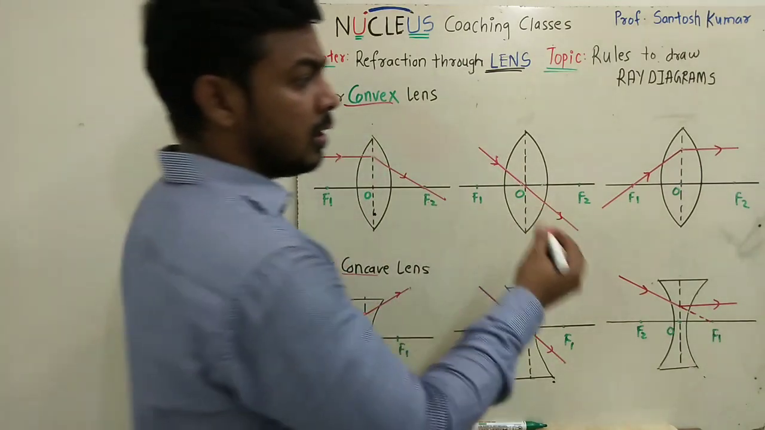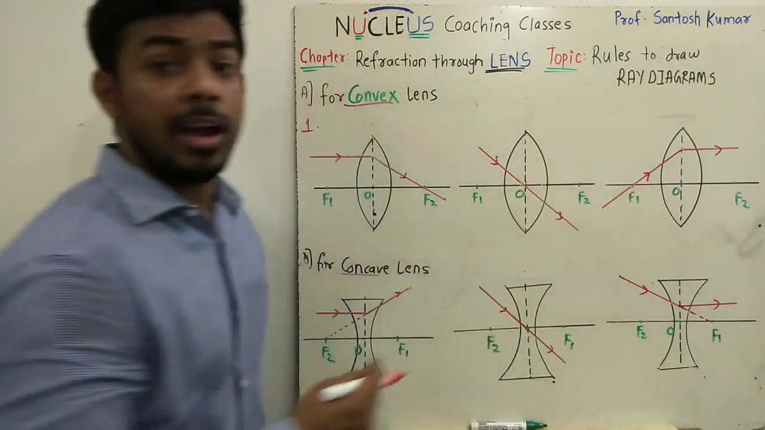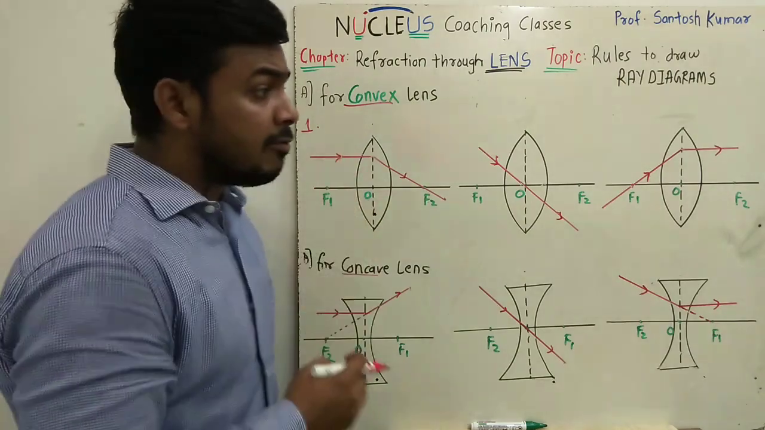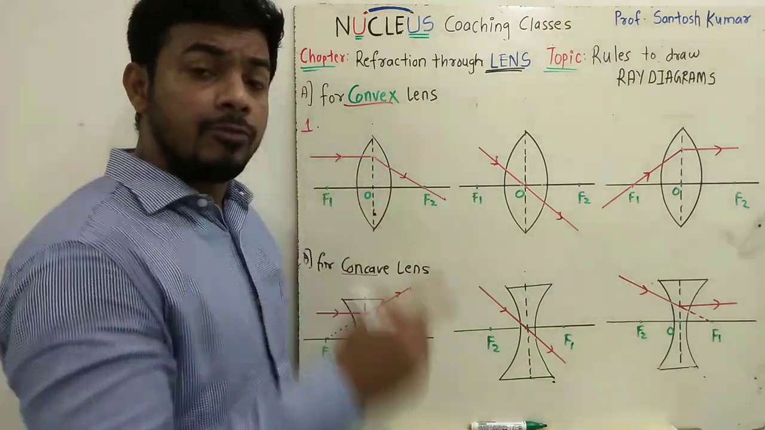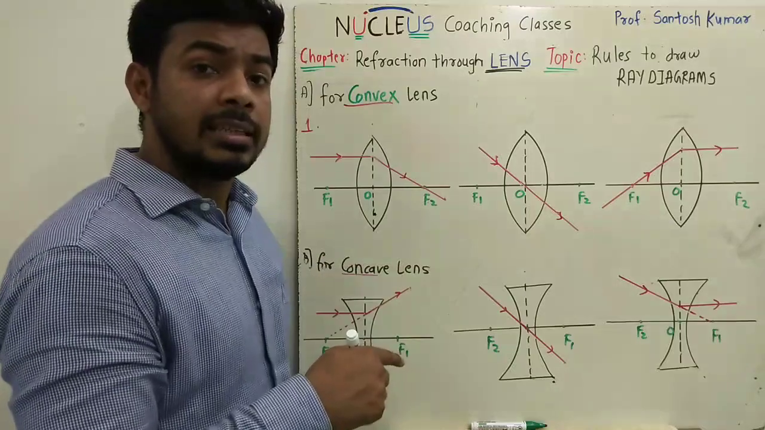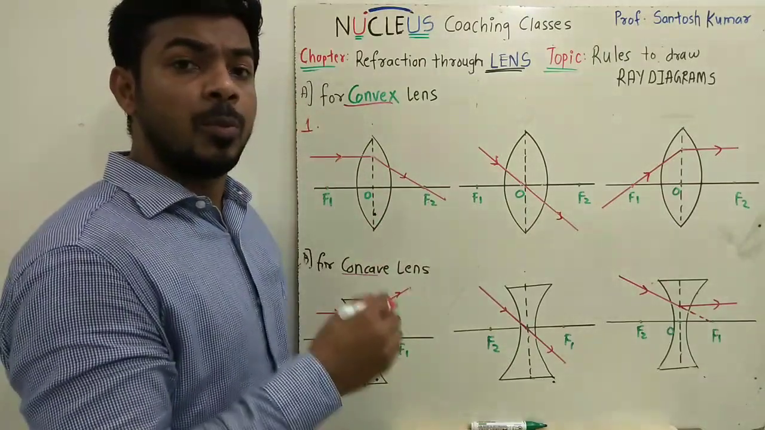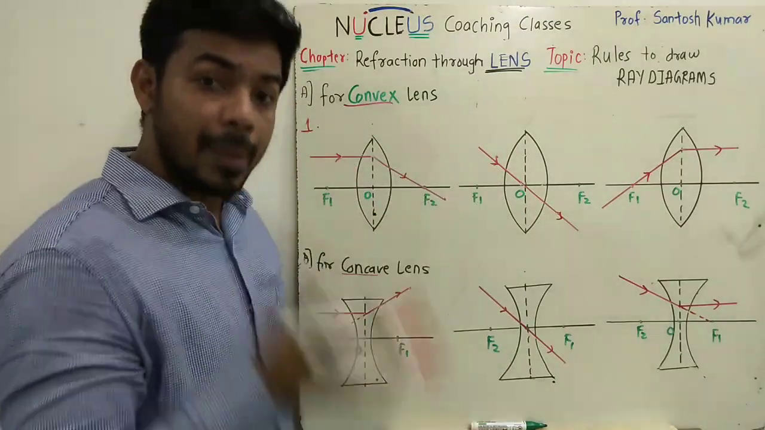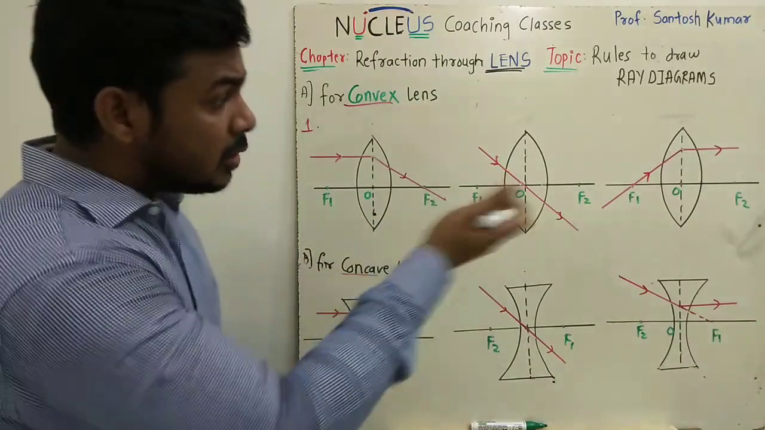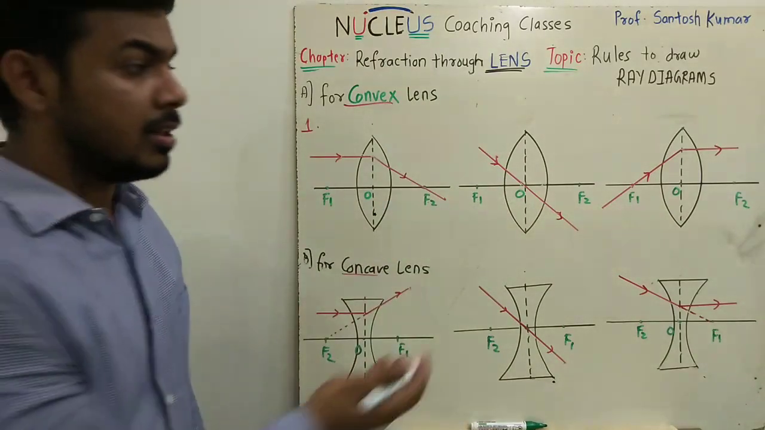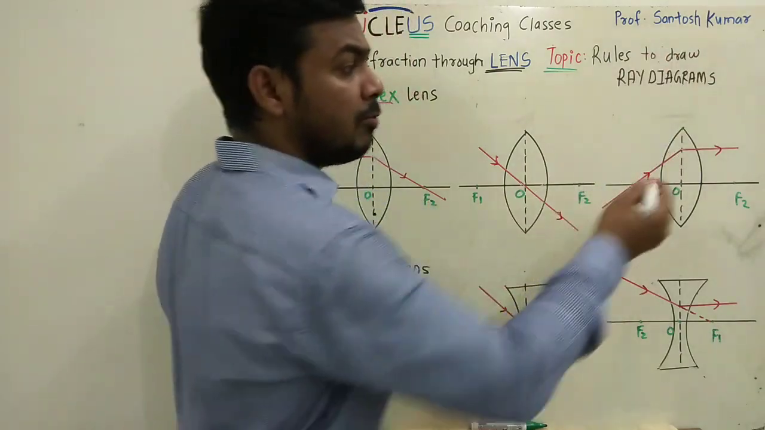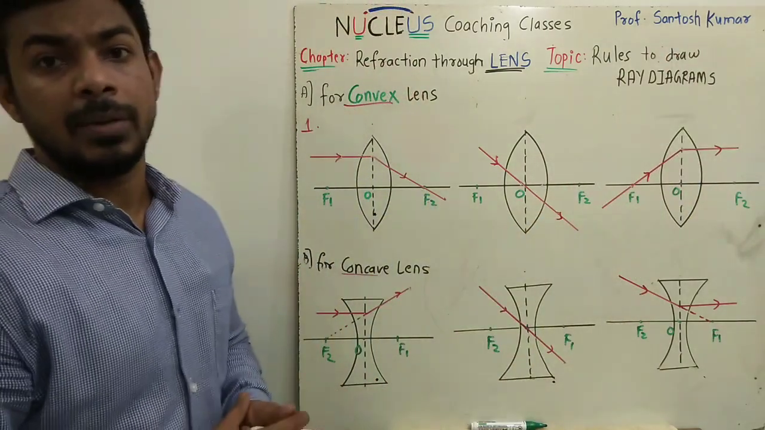If I talk about the third rule, it is nothing but the definition of f1. So what is f1 for a convex lens? f1 is that point on the principal axis such that the rays coming from it, after refraction, will travel parallel to the principal axis. So these rules are nothing but the definitions. So any ray passing through f1 will travel parallel to the principal axis.